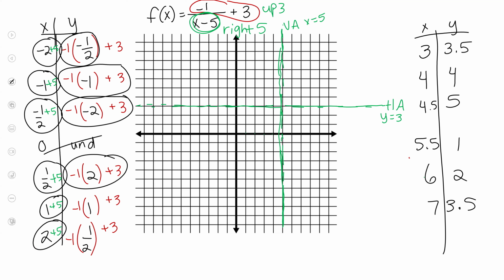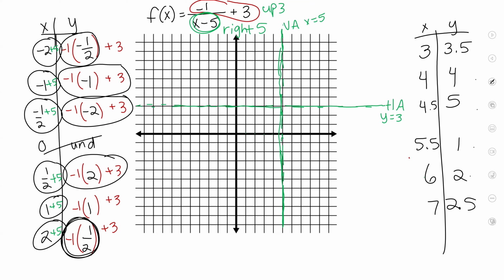Okay, so I'm going to plot those points. Wait, did I do that right? No, -1 times 1/2. -1 times 1/2. This will be 2.5. There we go. All right. There should be no values repeating. If any numbers repeat, then you know you did it wrong.